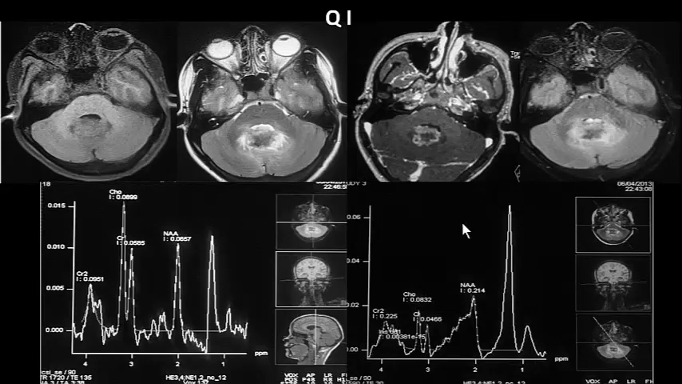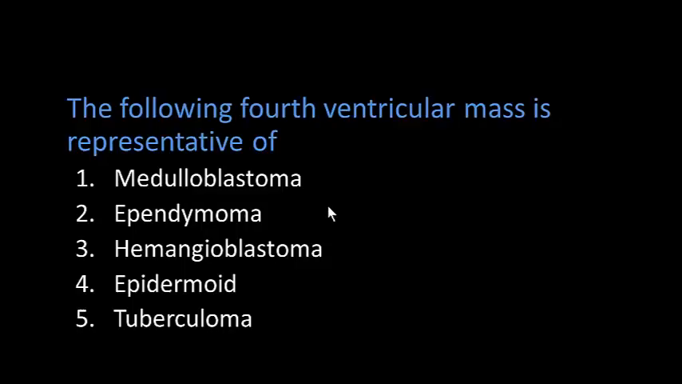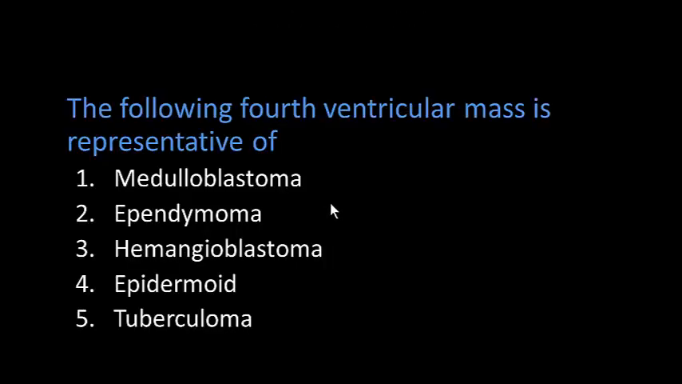Let's start with question one. Here is a patient, a 4-year-old child, with a fourth ventricular lesion, central hypodense on the T2 image, with an irregularly enhancing area. That's the FLAIR image, and that's the spectroscopy. Now, if I just help you out with the differential diagnosis, this fourth ventricular lesion could be a medulloblastoma, ependymoma, hemangioblastoma, epidermoid, or tuberculoma.